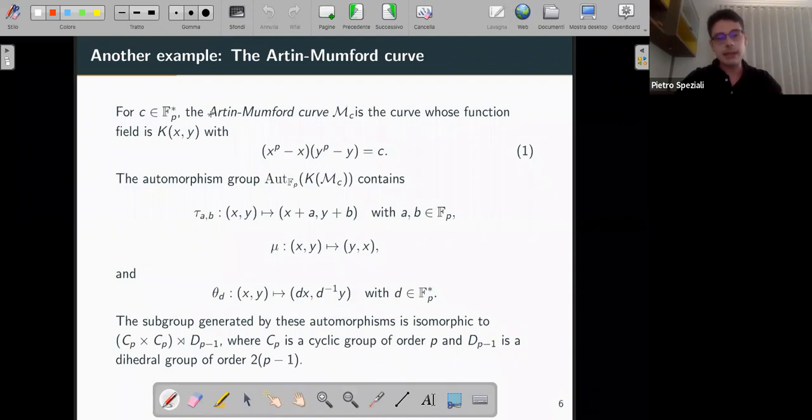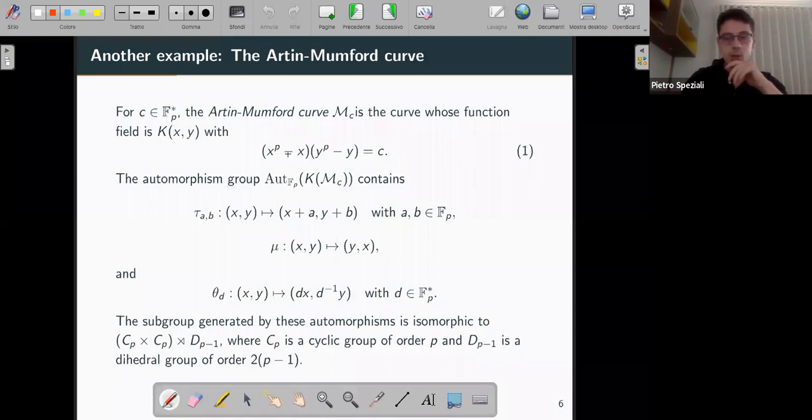So just another practical example, to see what I mean by an automorphism of the curve. I told you that essentially we deal with the function fields of algebraic curves. So what is an automorphism of a curve? It's an automorphism of its function field. Here is a very simple yet wonderful curve. It's very beautiful. It's the so-called Artin-Mumford curve. This is short for Artin-Schreier-Mumford curve.